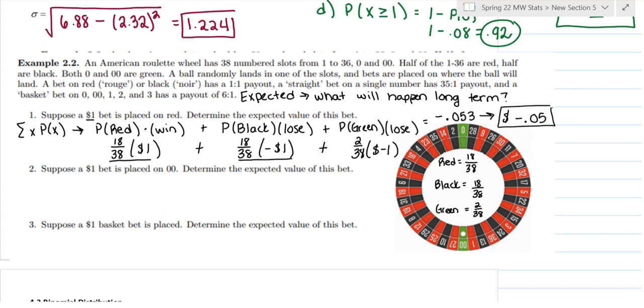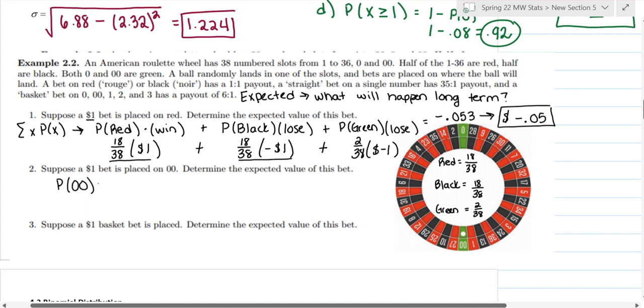Okay, you have, what is this? This is a straight bet. Okay, so a straight bet, so suppose a $1 is bet on 0-0. We want to determine that payout. So a straight bet on a single number is a 35-to-1 payout. Okay, so this one, we would have the probability of getting 0-0. What's that probability?